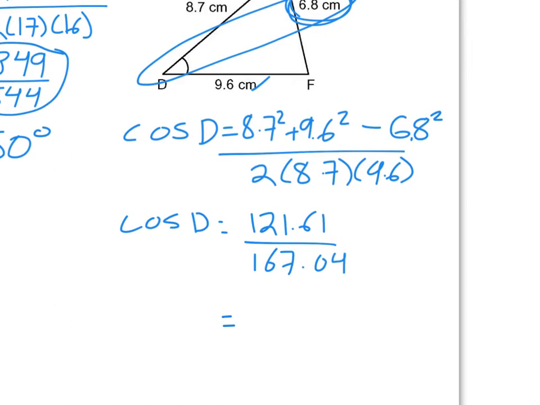So now we'll press second function cos, bracket 121.61 divided by 167.04, and you should end up with an angle for D, that's what we're solving for, angle D of 43 degrees.